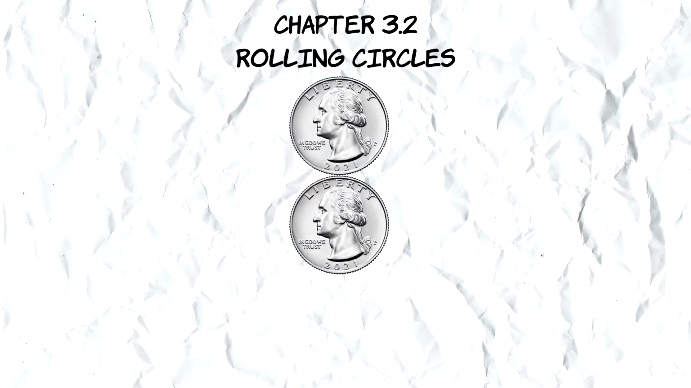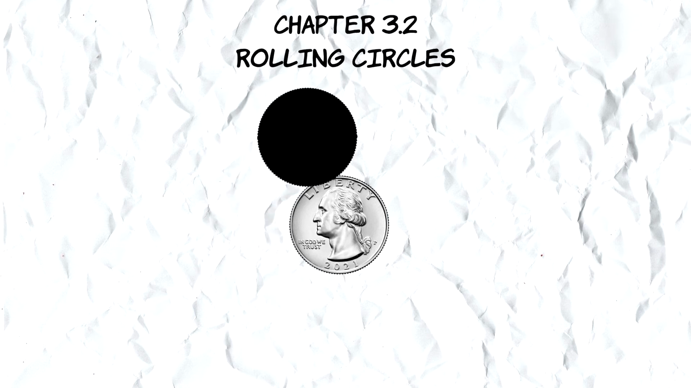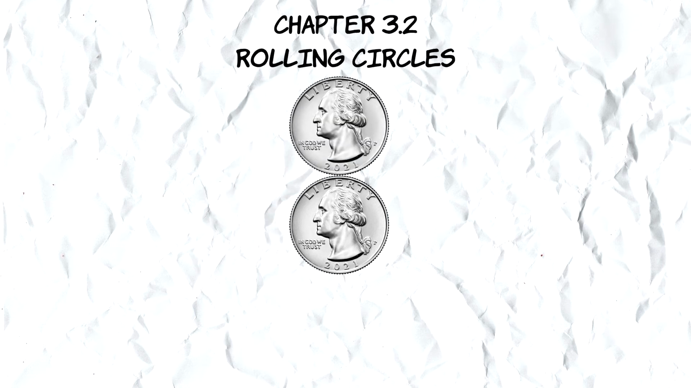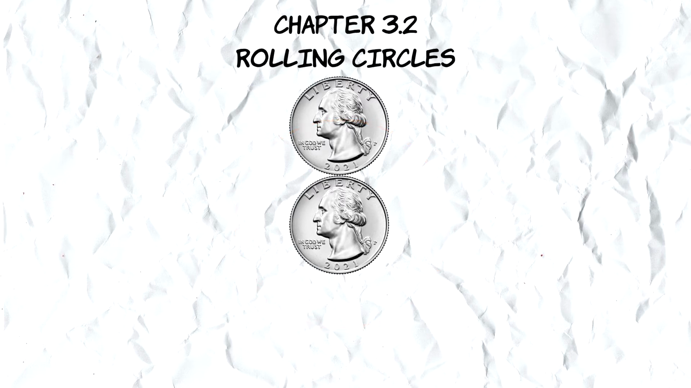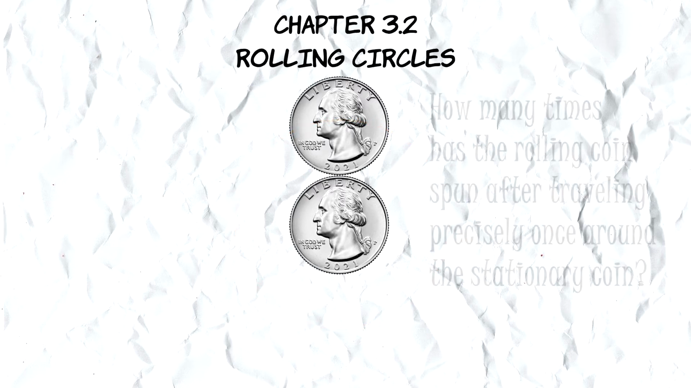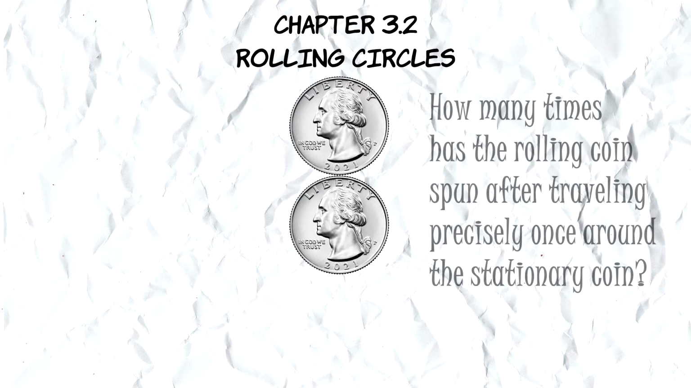We begin by placing 2 coins that are touching on a table. One coin will remain fixed, while the other will spin around the first coin without slippage, until it reaches the starting point. That is, until the center of the revolving circle hits the starting point. Because the coins are congruent, the question is how many times the rolling coin has spun after traveling precisely once around the stationary coin.